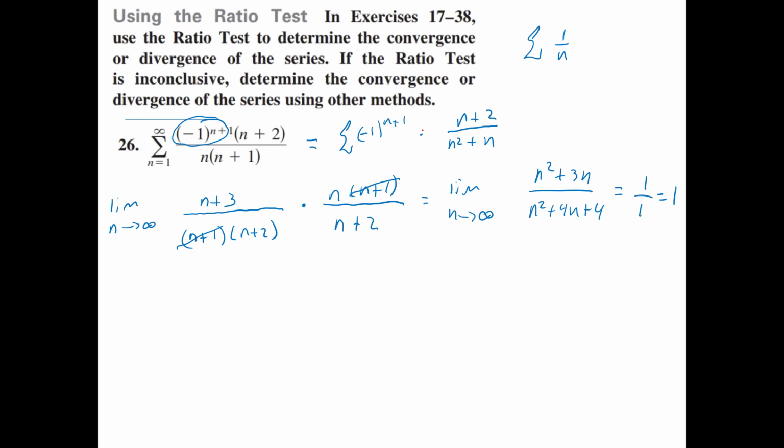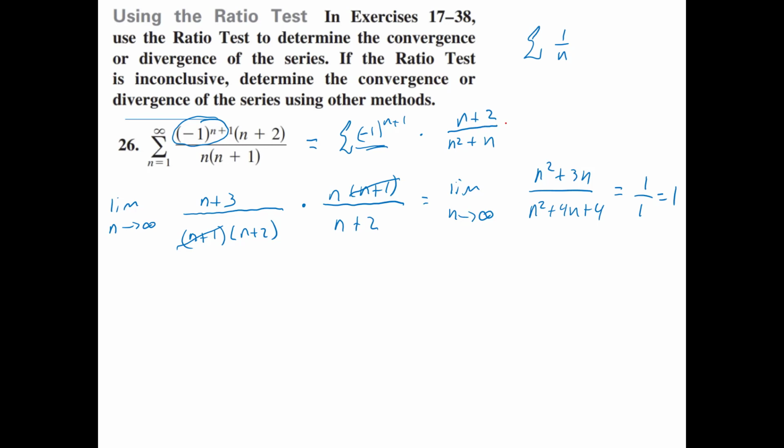But it's not asking about absolute convergence. It just says if the ratio test is inconclusive, determine the convergence or divergence of the series using another method. So it's nice to look at the absolute values, because obviously if it's absolutely convergent, then it's convergent. But if we ignore this part right here, then it's divergent, because we're going to compare it to this and it's going to diverge.